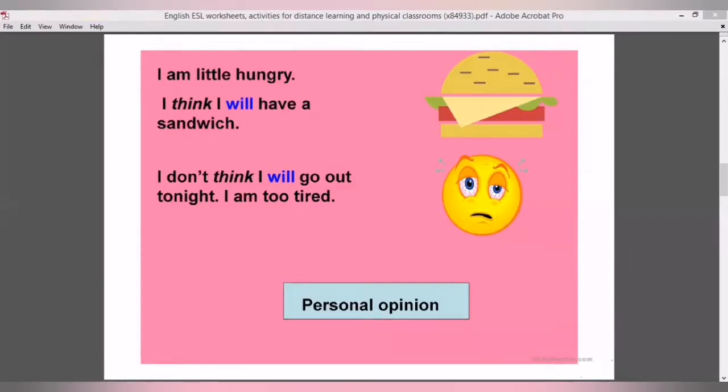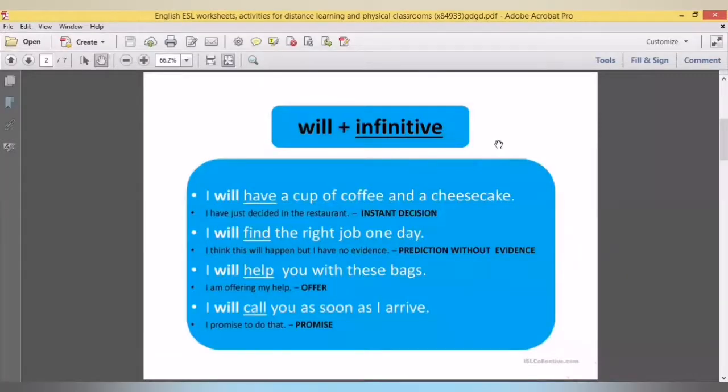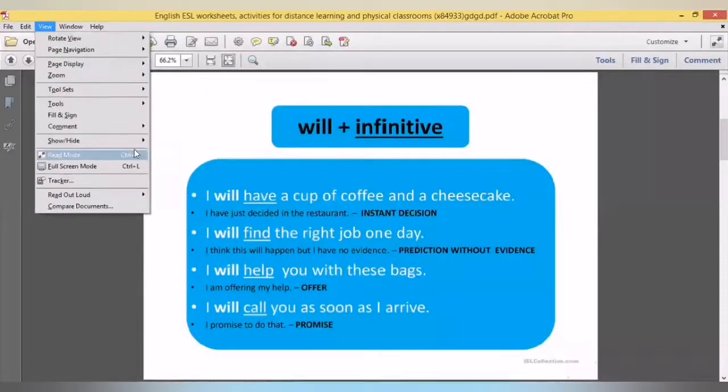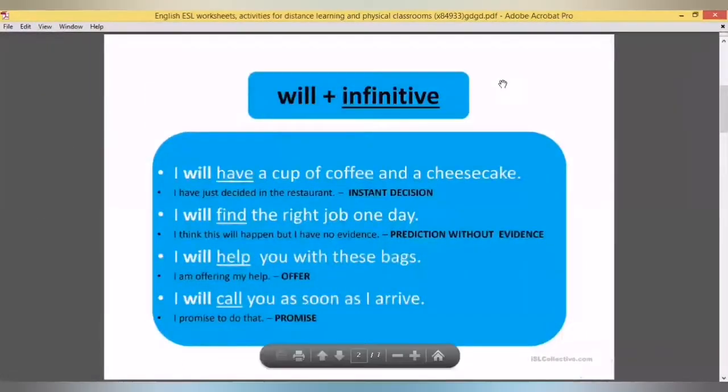Okay, let us just check this other list of information concerning the will and the be going to. Extra information for your own benefit with examples. When to use the will construction, for example, as we said, with instant decision. You know what is meant by instant, right? What is meant by instant?